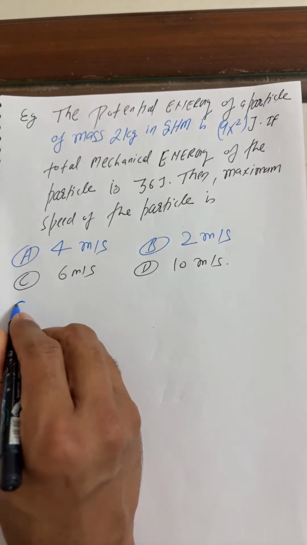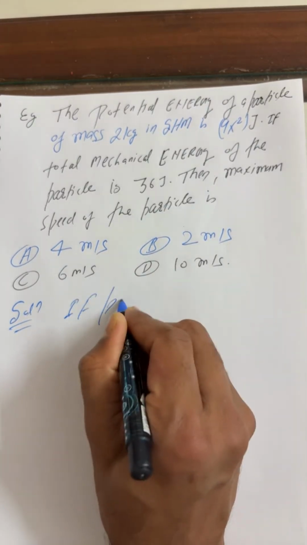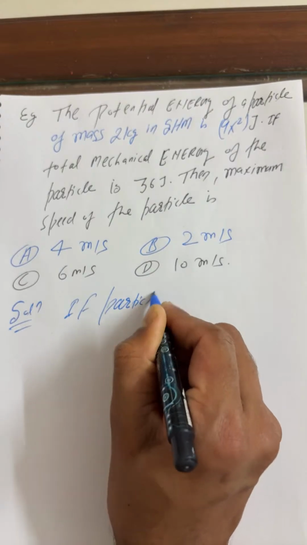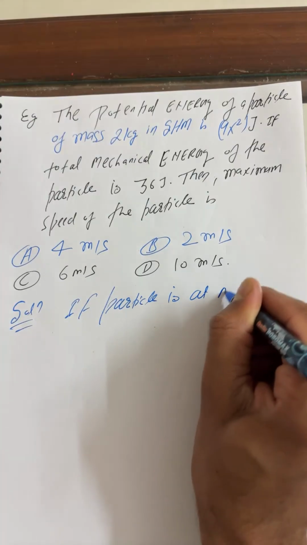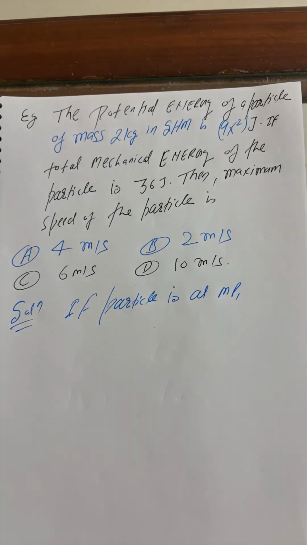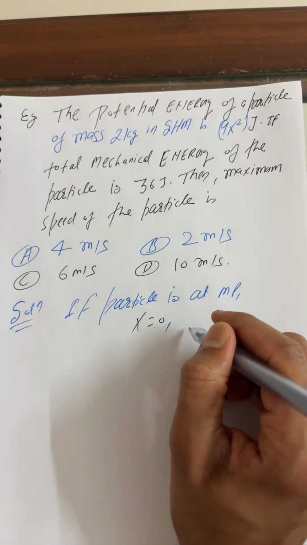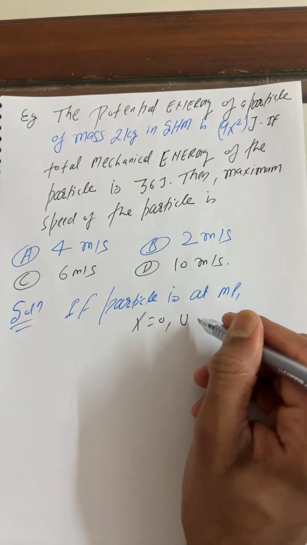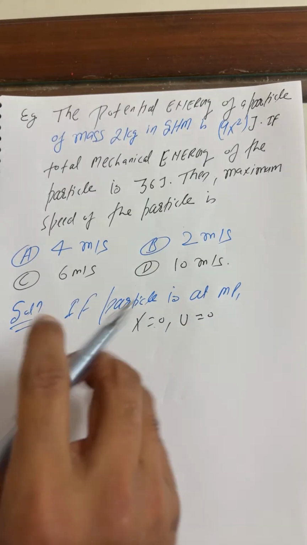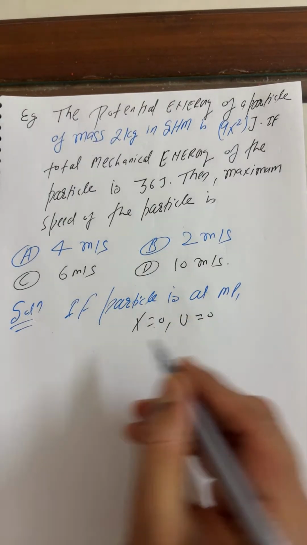Have a look, students, at the solution of this question. If the particle is at mean position, you can easily say x is equal to 0 at mean position. Potential energy is minimum, so potential energy is 0 here. Therefore, total mechanical energy is equal to maximum kinetic energy.